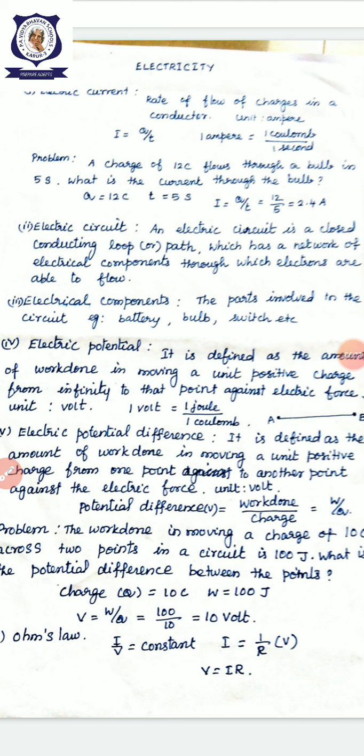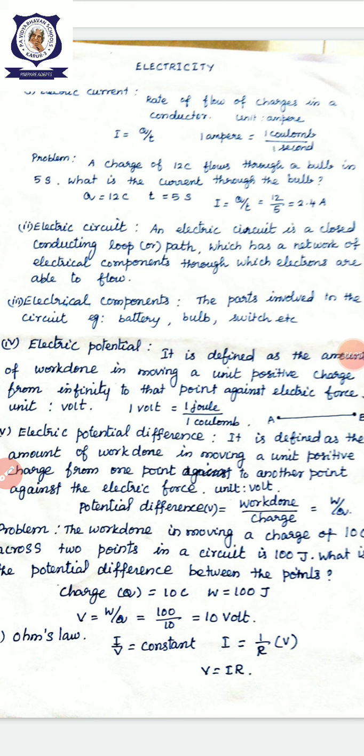We know this in our household circuit. When we switch on, the current flows. When we switch off, the current does not flow. It means when we close the circuit, with the positive and negative terminals closed, only then can the charge flow, so current passes.